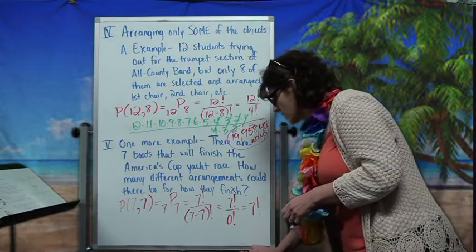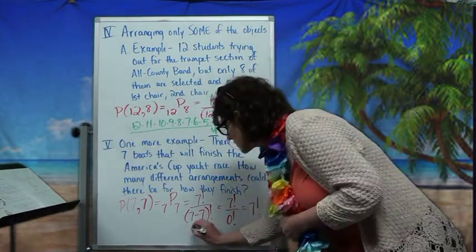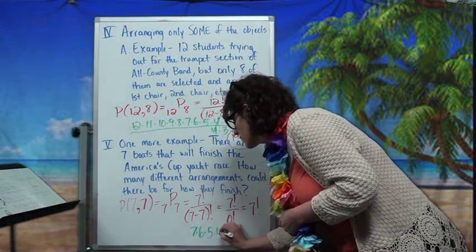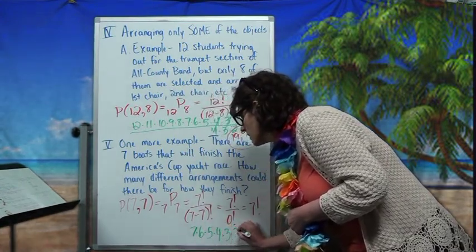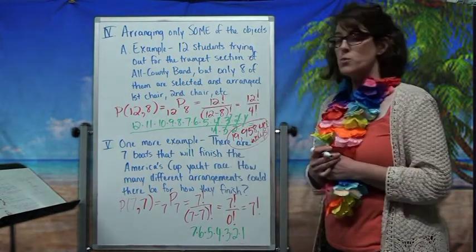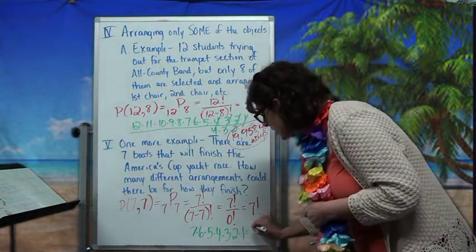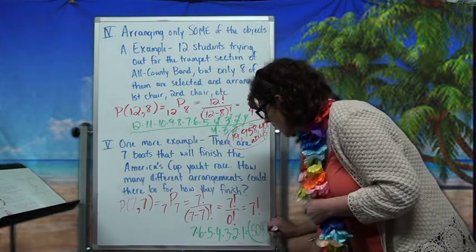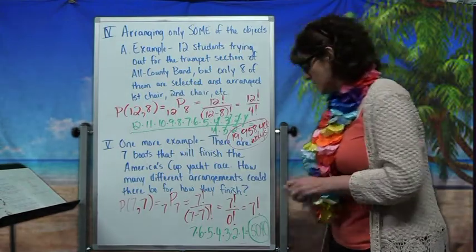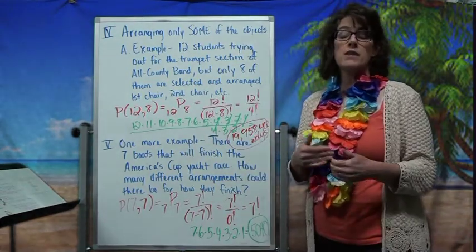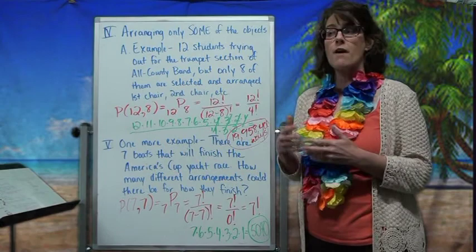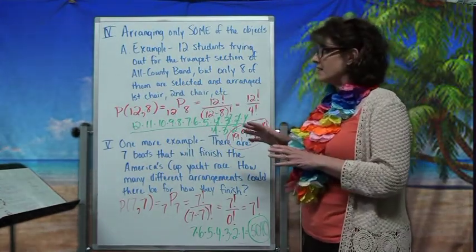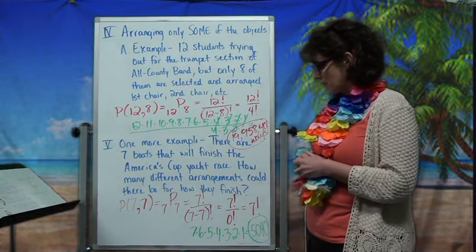The definition of 7 factorial is that it is 7 times 6 times 5 times 4 times 3 times 2 times 1. When I multiply all those numbers together, I get 5,040. And so there are 5,040 different ways that these boats can finish, 5,040 different arrangements of their placement when they finish. So now what I want to do is take a look back at these calculations and see if you're noticing something that happened.